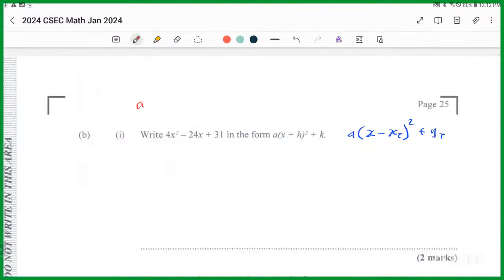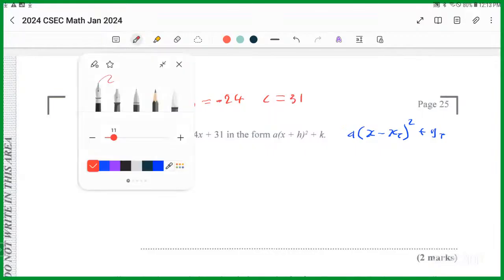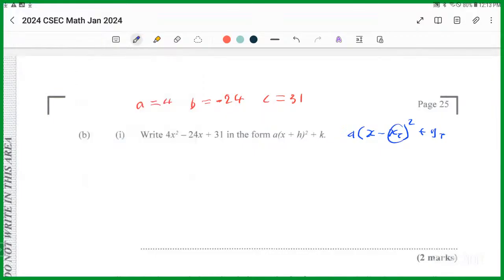The a is equal to the coefficient of x squared here, which is 4. The b is equal to the coefficient of x, which is negative 24. And the c is the constant term, the third one. The xt that's coming here is minus b over 2a. Notice I don't give a lot of space to work with, guys. I have to be very efficient.